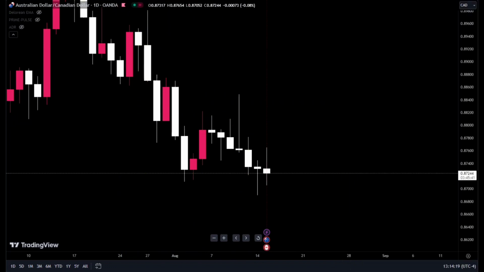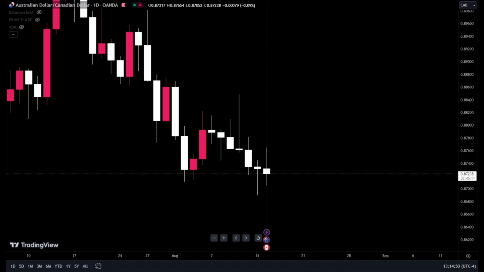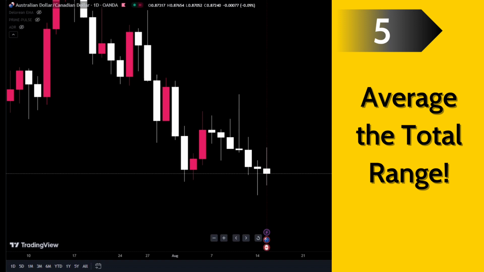So move on to number 4, which is to add up the ranges. You want to add up all the ranges that you calculated for each individual candle on the daily time frame for the selected amount of days. So we said 10 days, that's going to be 10 candles. You want to add up how many pips it moved for each candle. Add up all 10 together. Then you're going to move on to number 5, which is going to be to average out the total.